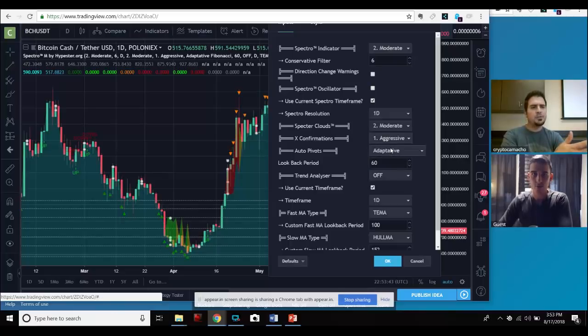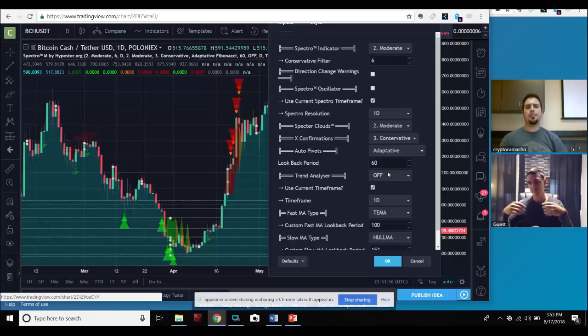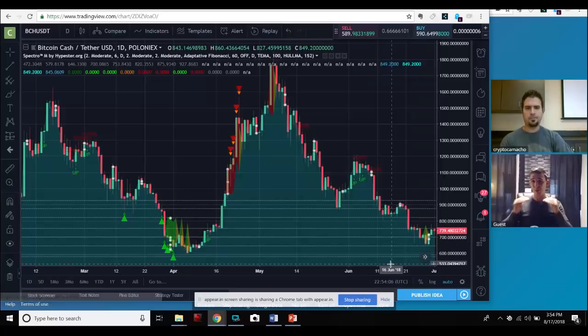Can you explain the difference between moderate, aggressive, and conservative? It's about how many indicators. Let's say aggressive, you only check RSI; moderate, you check RSI and stochastics; and conservative, you check RSI, stochastic, and OBV. Got it. So there's a gauge there, and you can gauge how you want to play it. Because Spectro is meant to work on any asset in any type of trading style.